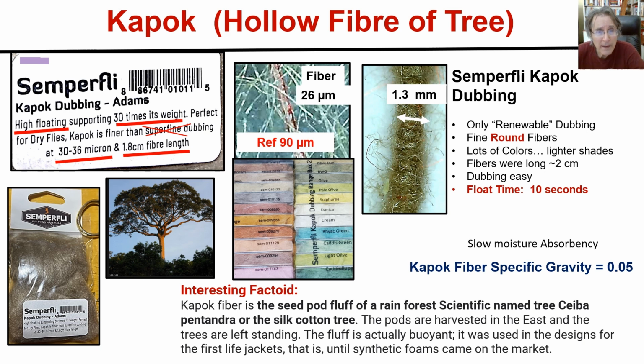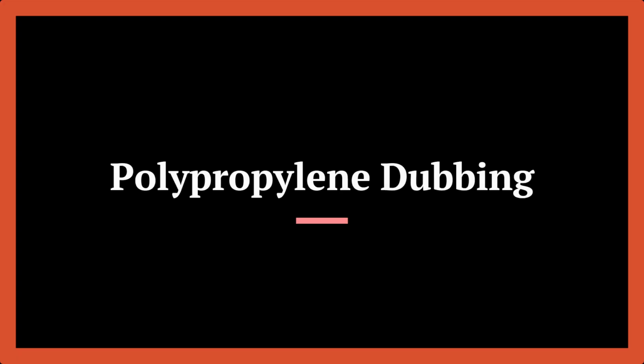The fibers are not finer than superfine. I measured the fiber size to be 26 micrometers, and the fiber length is 1.8 centimeters, which is really long if you want a tight-bodied fly. As you can see here on our 1 extra fine hook, we have 1.5 millimeters. There are lots of colors in the lighter shades, as seen here. Dubbing was fairly easy, and the float time is about 10 seconds.